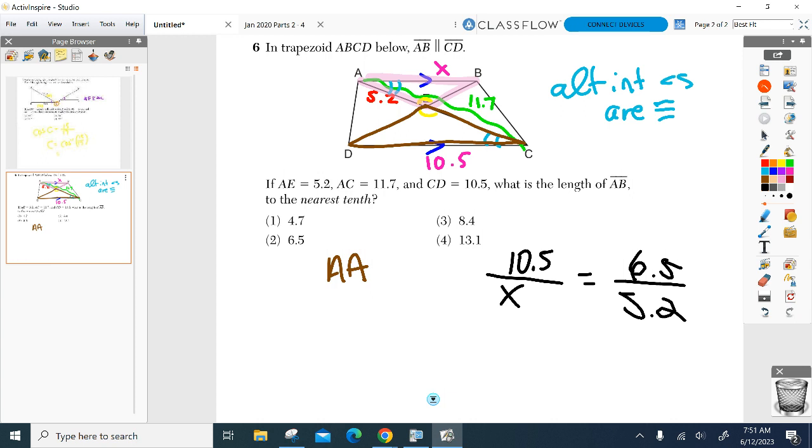So it wasn't bad at all once I knew they were similar, but I had to get to that point. It had nothing to do with the trapezoid. Use all your facts. They told you they were parallel for a reason. Alternate interior angles are congruent. That gets you the angle.